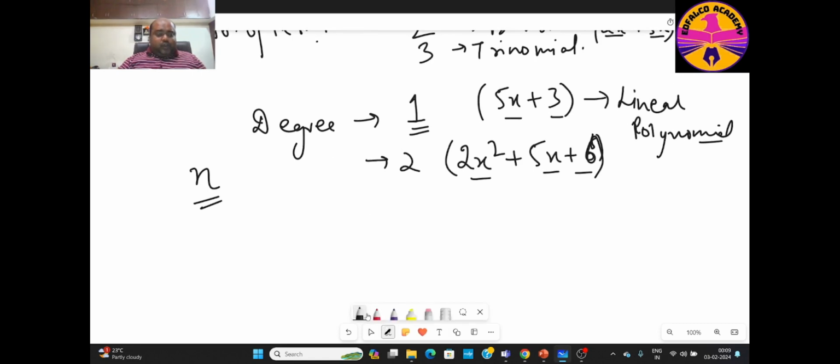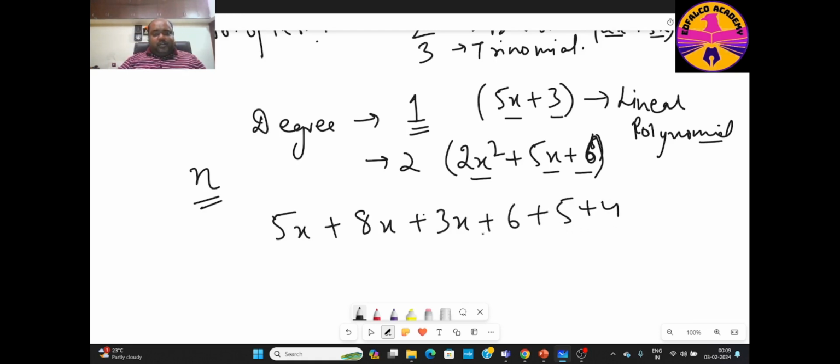Even if you wanted to make more terms, for example, with a degree of 1, like 5x plus 8x plus 3x plus 6 plus 5 plus 4, you cannot have anything greater than x to the power 1, right? Otherwise, the degree itself will change. So the maximum things that you can have is either a constant, which has the x power as 0, or something like x to the power 1.